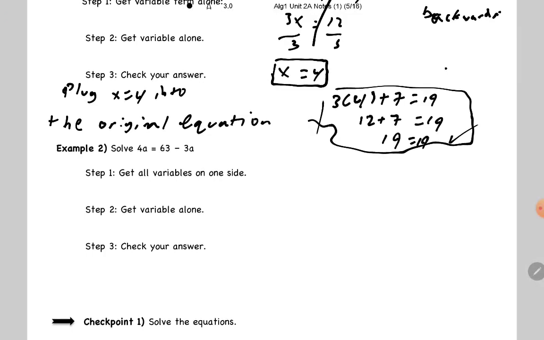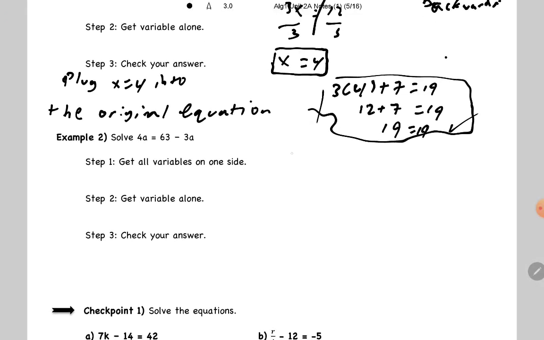Example 2: 4a equals 63 minus 3a. Now we have variables on both sides, so we need to get the variables on one side. So how do we do that? I'm going to add. We have 63 minus 3a.